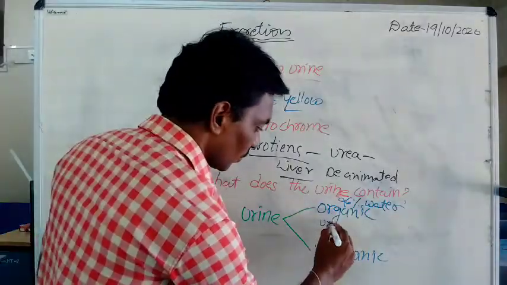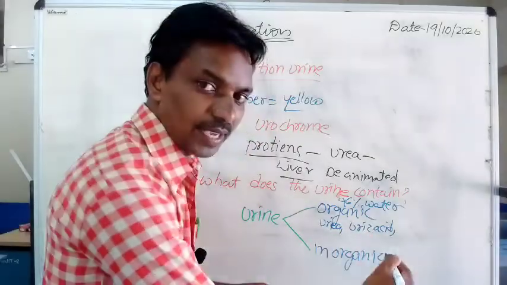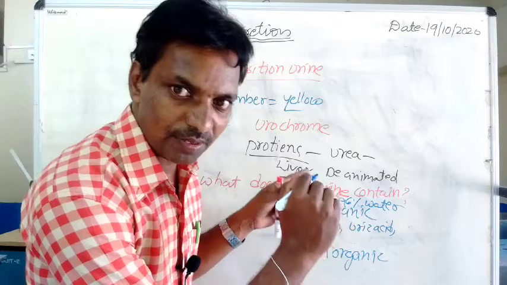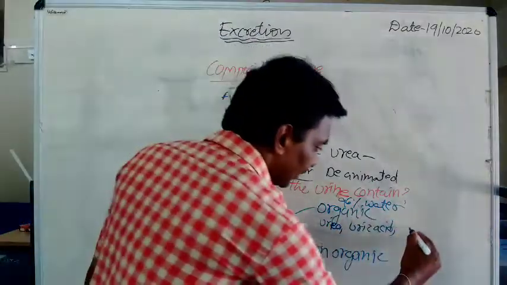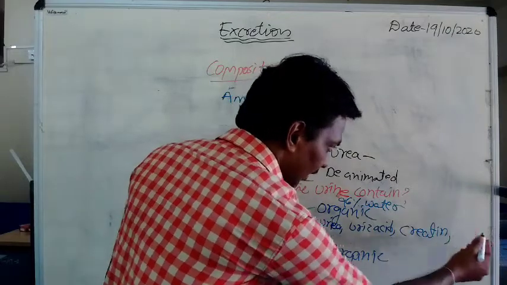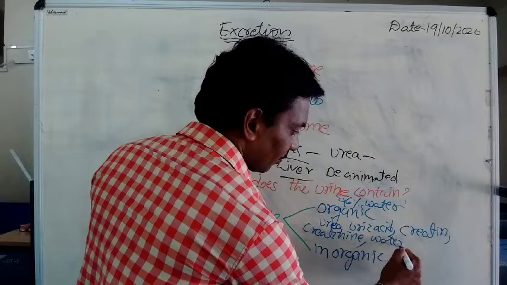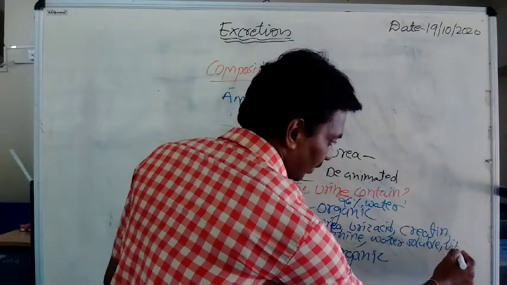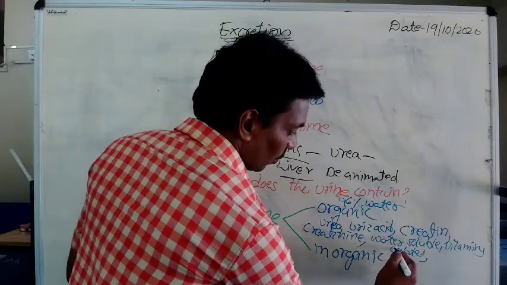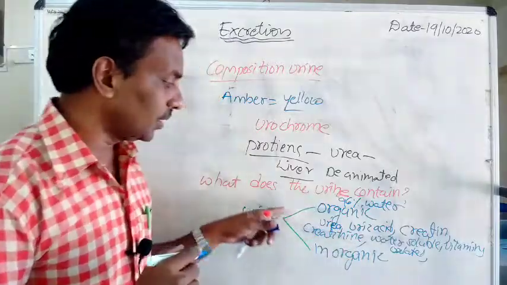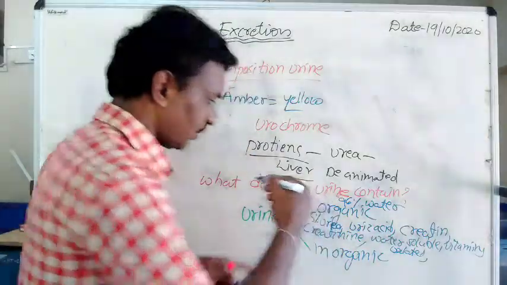So these are urea, uric acid. Next, what are the other substances here? Creatinine, water soluble vitamins and oxalates, etc. These are all organic substances present in the urine. These are 2.5% of the urine.